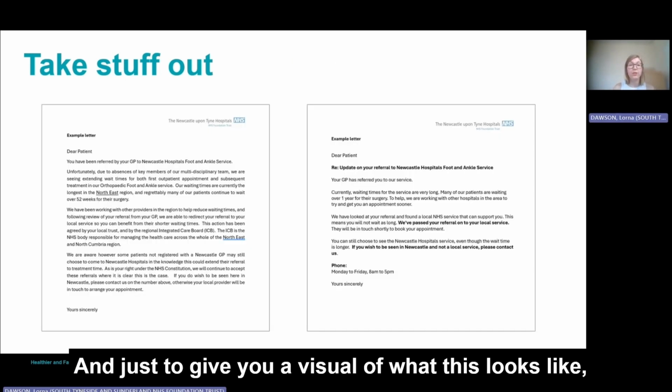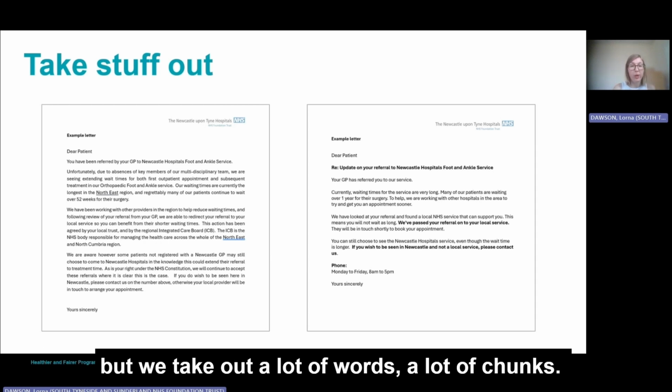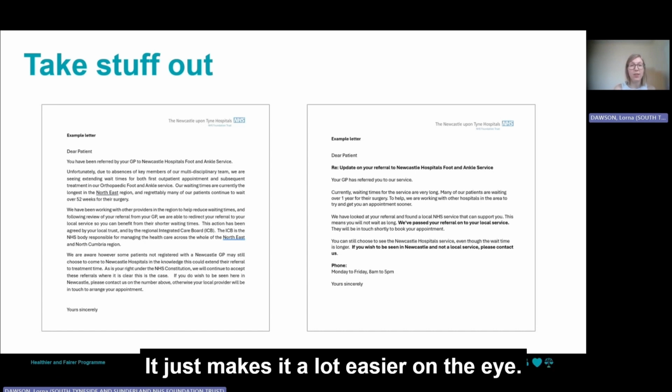And just to give you a visual of what this kind of thing looks like, we've got a similar number of paragraphs in these letters, but we take out a lot of words, a lot of chunks. It just makes it a lot easier on the eye.